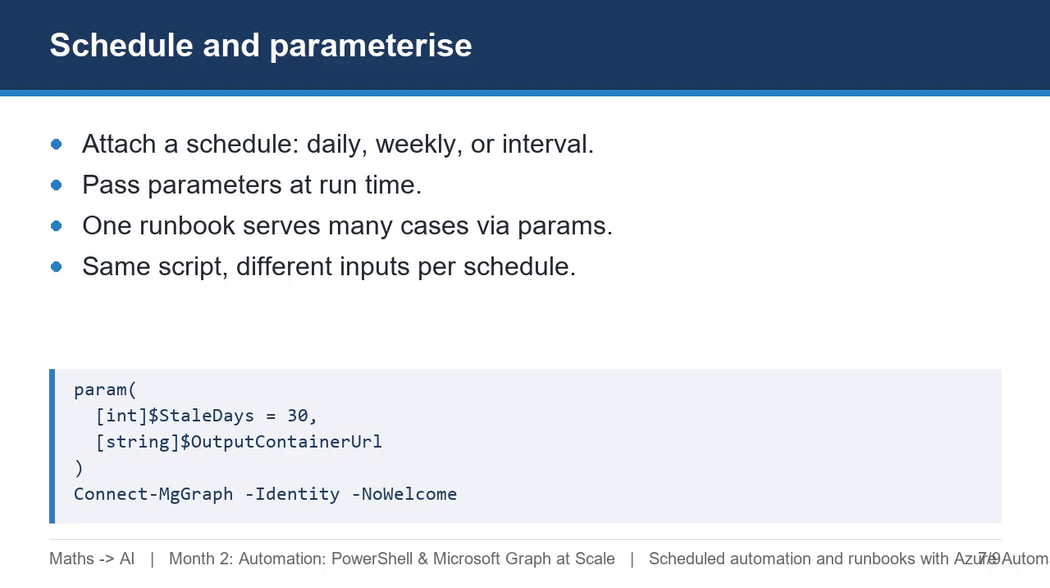You attach a schedule to a runbook, daily, weekly, or a recurring interval, and you can pass parameters at runtime. That means one runbook serves many cases. The same stale device report can run with 30 days for one schedule and 90 for another, just by passing a different StaleDays parameter. A well-parameterized runbook is reusable infrastructure rather than a one-off. Define your params at the top, just like any advanced function.